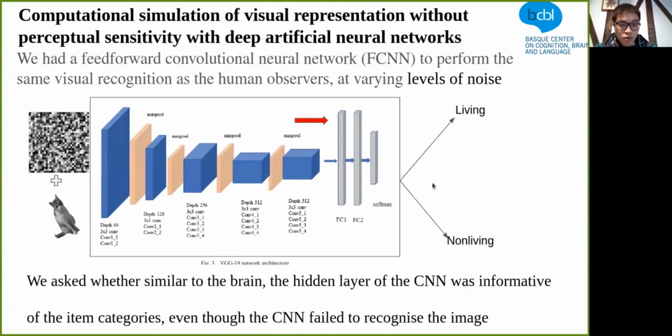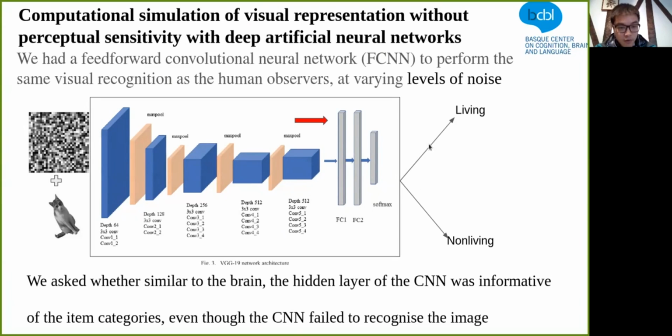We then tried to model the observed phenomenon by having feedforward convolutional neural networks perform the same task as the human observers. We used different FCNN models performing the perceptual task with different levels of Gaussian noise in the image. Previous studies have shown similarities between the higher order layers and the inferior temporal areas of the human brain at the representational level. We asked whether the hidden layer representations of the FCNN contain information of the image classes, even when the FCNN performance was at the chance level of classifying the images.